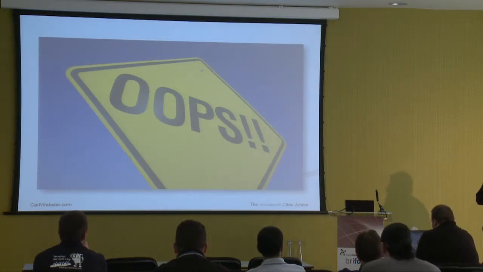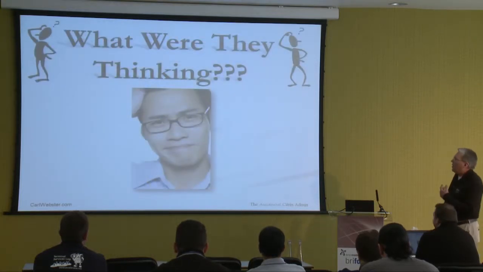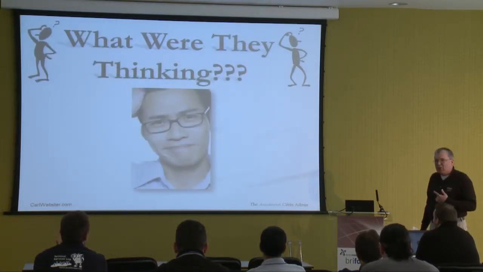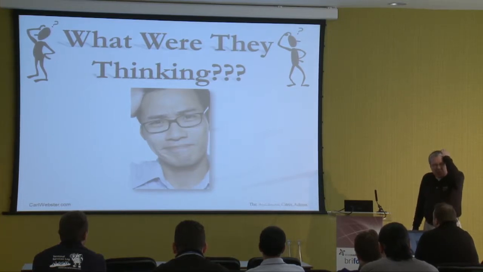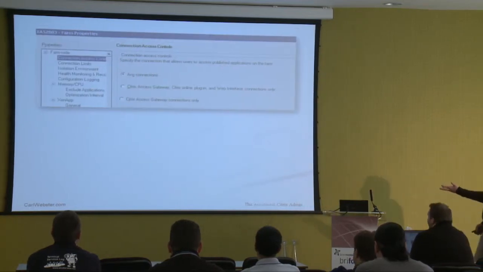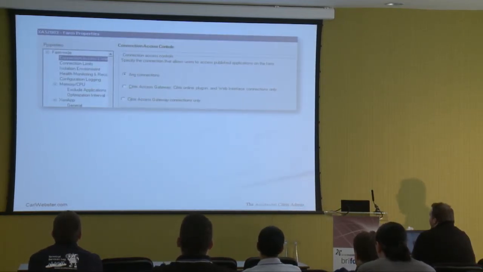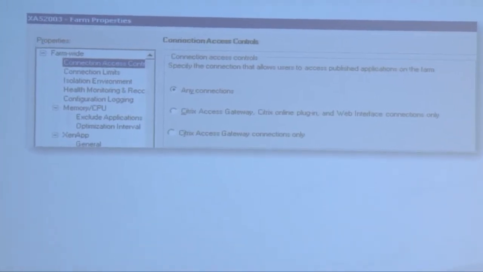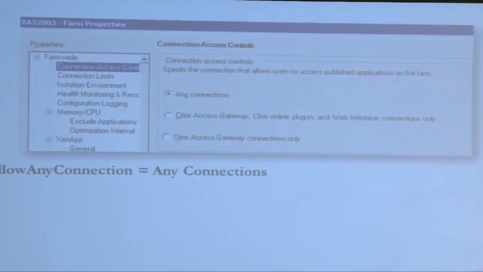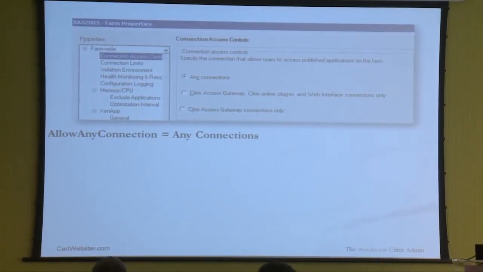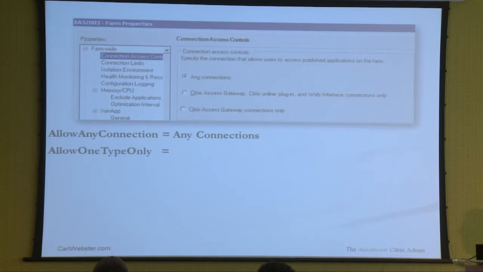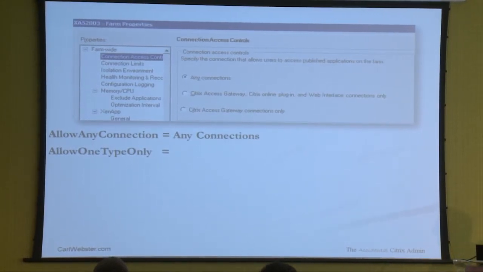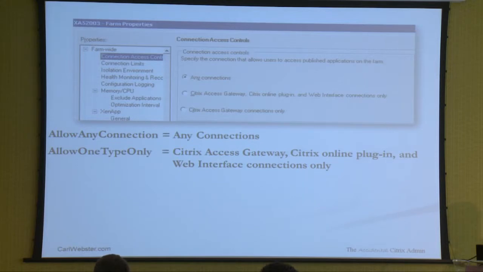But then also, once I fixed my oops, I came around and saw there were some things in this Citrix PowerShell stuff. I was just like, what the were they thinking? So I mean, just like something simple, like the very first farm property, connection access control. Pretty simple. There's only three settings. Any connections? There's one with three different connection types and one with one. So I'm thinking, okay, well, the PowerShell stuff returns, okay, allow any connection, actually equals any connection. Then the next one, allow one type only. So I'm thinking, oh, okay, one type only. That's got to be Citrix Access Gateway connections only. Uh-uh. They allow one type only is the one that has three connections. Allow multiple types is the one with one type.